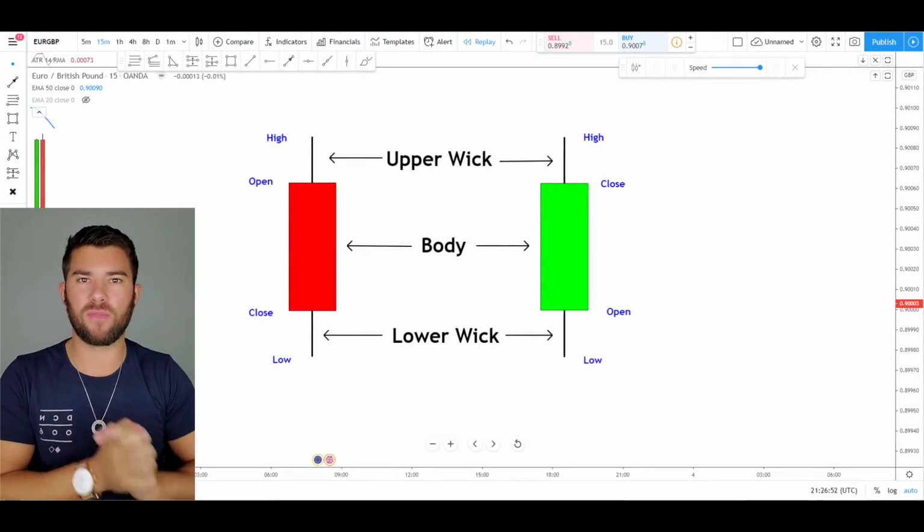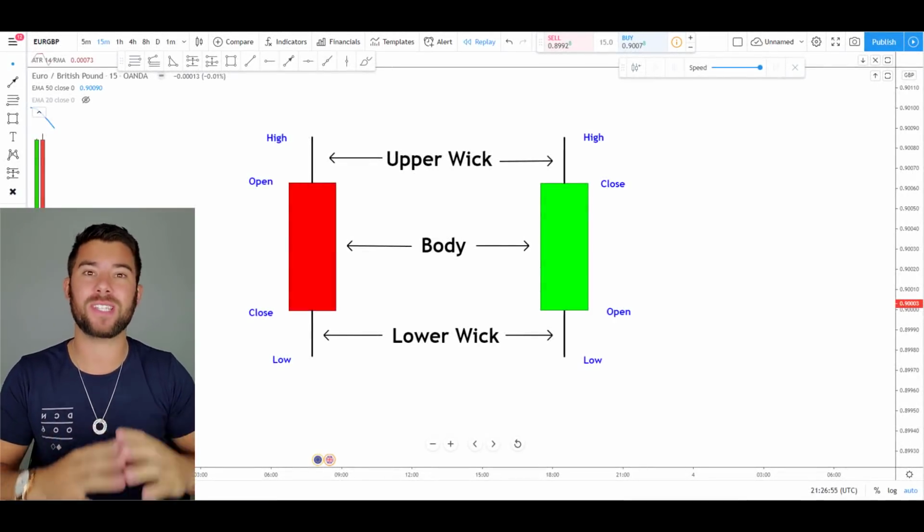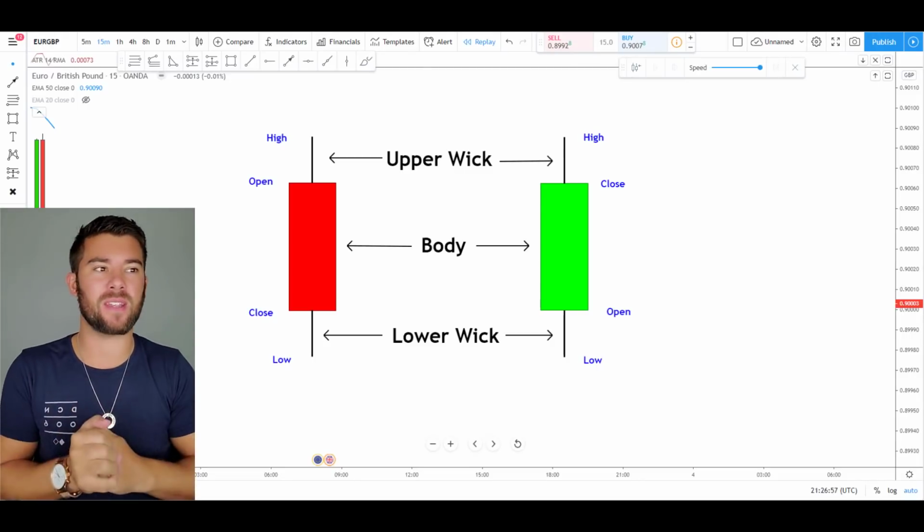All right, welcome back, guys. So before you can understand a full candlestick chart, you have to understand a single candlestick itself. So let's dive into that right now.